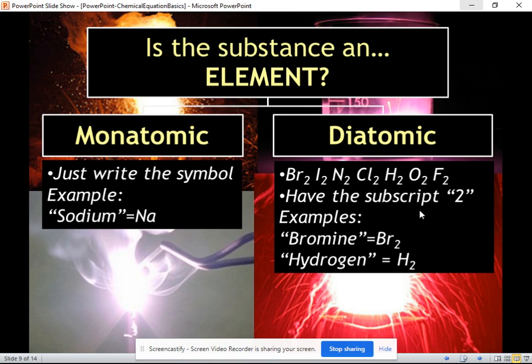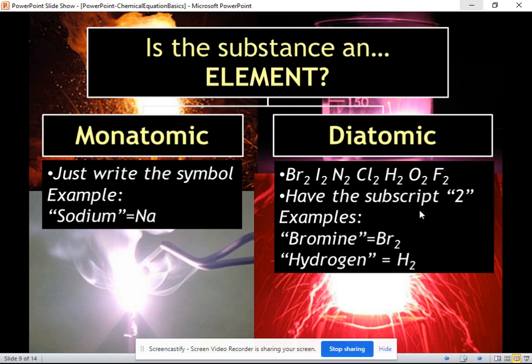All right. So your first job, when you see a single element by itself, is to ask, is it diatomic? If it's one of these 7, you will write it as that letter with the subscript 2 behind it. If it is not one of these 7, it's going to be monoatomic, and you just write it as the symbol. And you can also still put coefficients in front of these, but they're always going to have to go up by 2s. I just mean the number of atoms. They're always going to have to double by 2s.